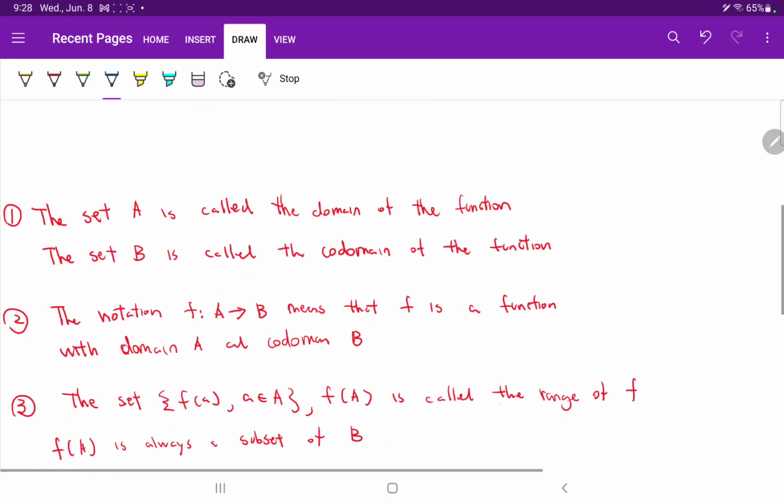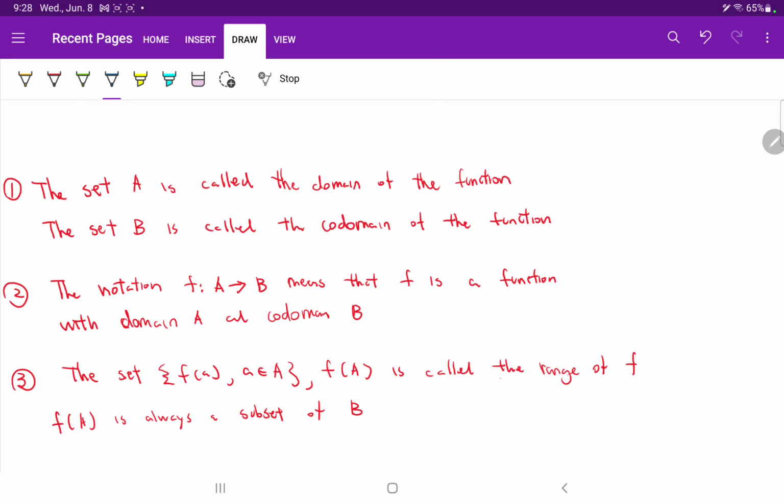And then you often see people write the notation f: A → B. So what does that mean? That means that f is a function with domain A and codomain B. That's what people mean. And the third rule is the set f of A, where a is an element of A. F of A, capitalized A, is called the range of f. F of A is always a subset of B.